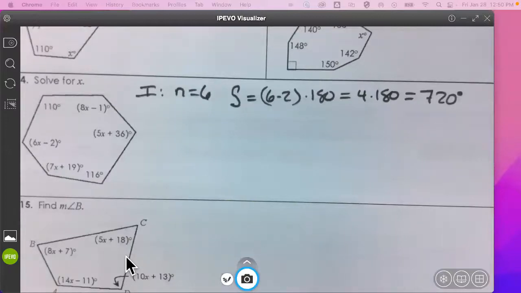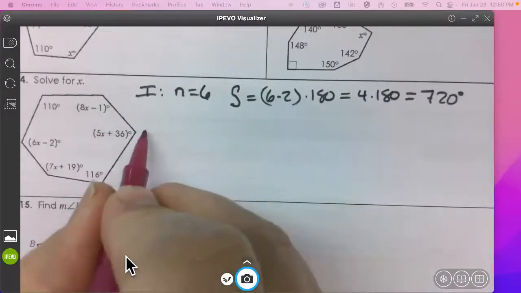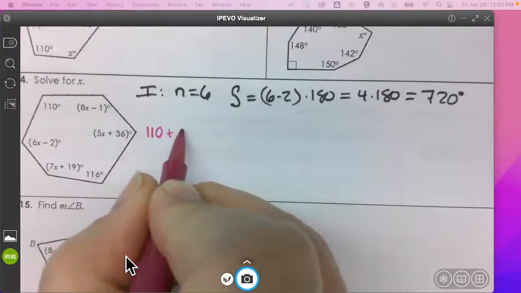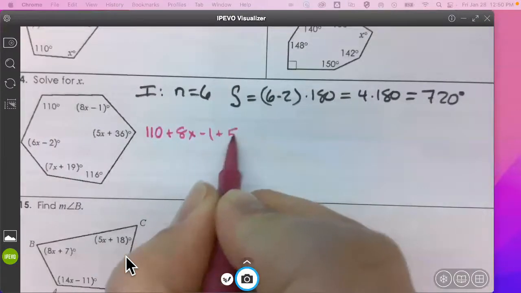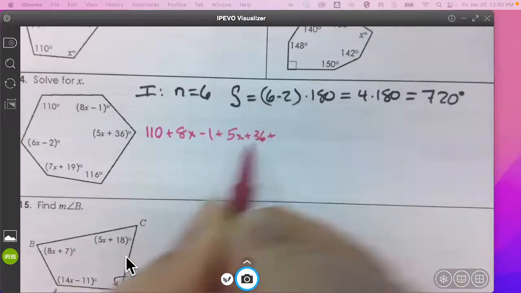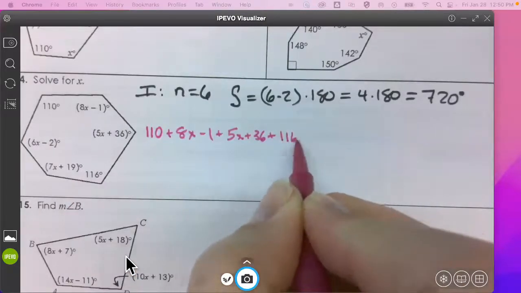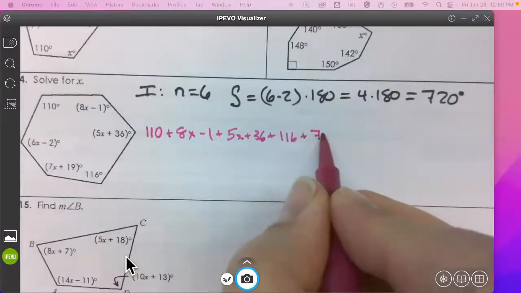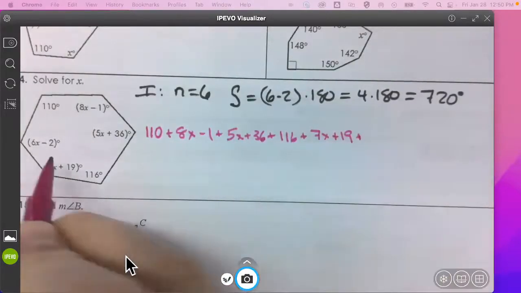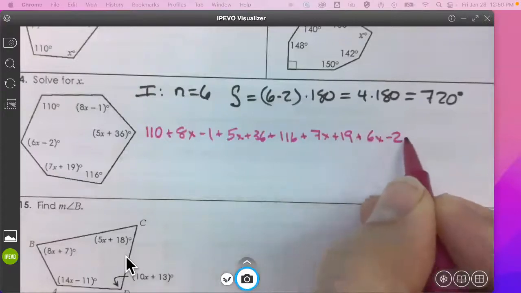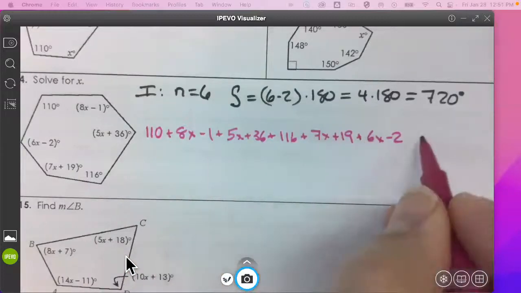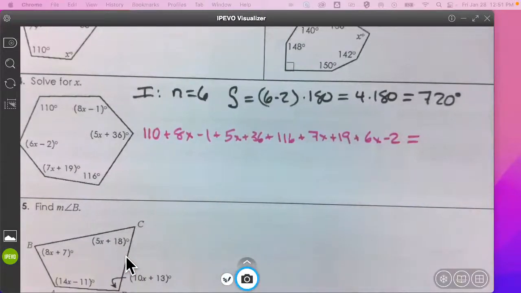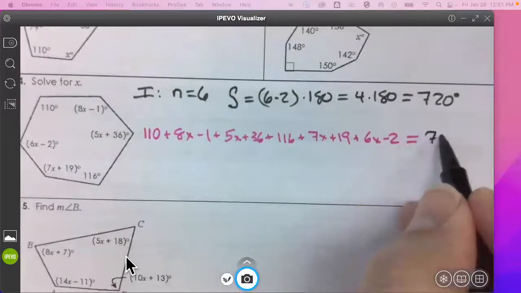So all these angles together add up to 720, which means if I add them all up together, 110 plus 8x minus 1 plus 5x plus 36 plus 116 plus 7x plus 19 plus 6x minus 2. All 6 of them equals how much? That same 720.